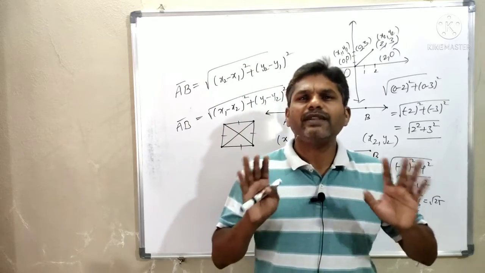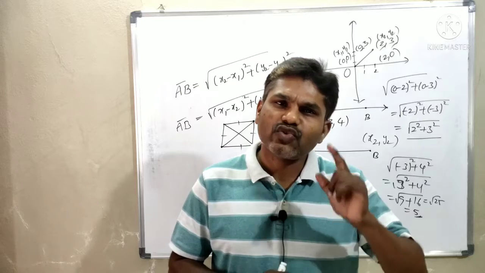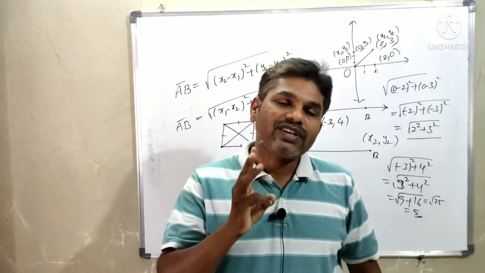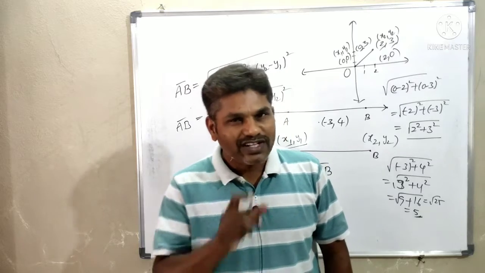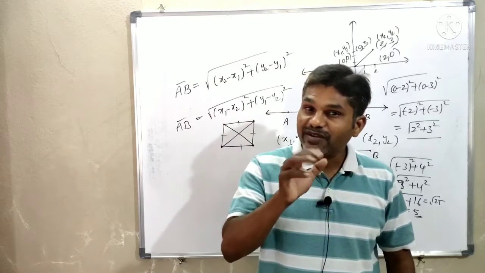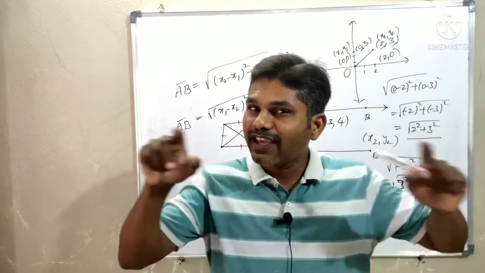And finally, the main important application is there. What is that? Actually, that is to show that the given 3 points are collinear points. Again, the question arises: what is meant by collinear points? Very important. Collinear points are the points which are lying on the same line.